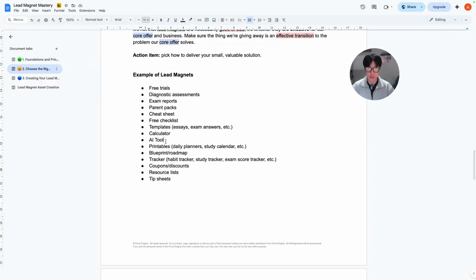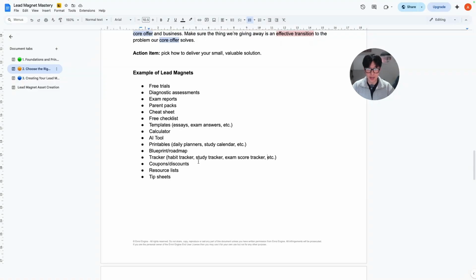We have an AI tool. We have printables like daily planners, study calendars, etc. As long as you're able to actually link it to a natural next step. A blueprint and roadmap works really well if you tailor it. A tracker, like a habit tracker, study tracker, exam score tracker, not really as relevant for a cold audience. If you want to do a logical next step there, it's a bit more difficult. You have coupons and discounts, so like a 50% off for the holidays if you do X.